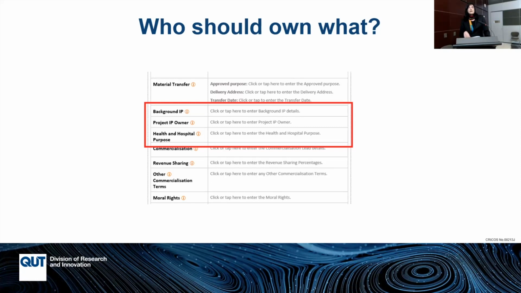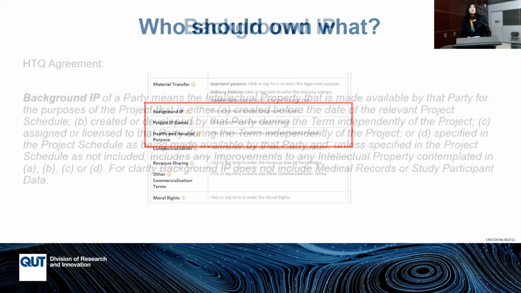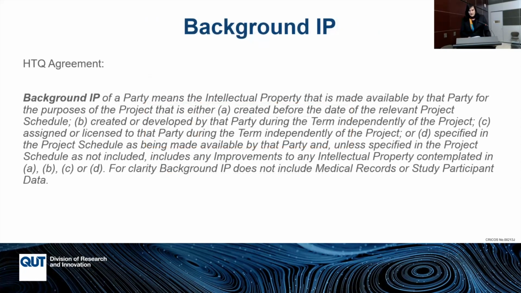I'm going to circle back to what do you do if you fill out the HTQ agreement, and what should you know? Because we've talked about lots of different issues like ownership and contractual assignment and license, and they are very relevant to this. So starting with background IP, this is the definition which is contained in the HTQ agreement. And you'll see that there's quite a lot there.